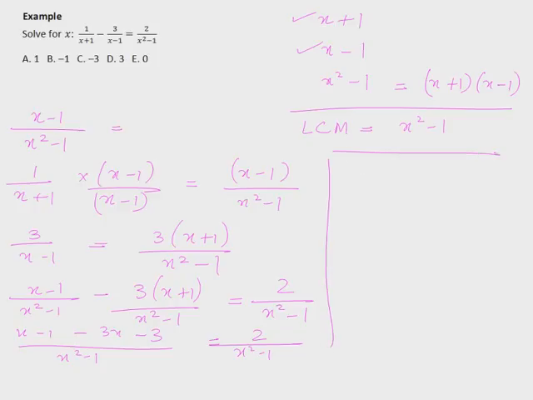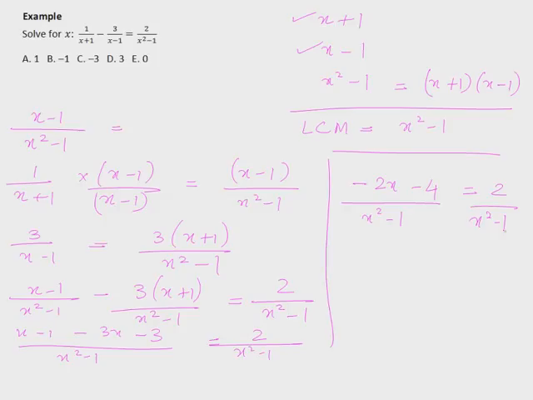So let me set up the equation again. I get x minus 1 minus 3x, that's minus 2x, minus 1 minus 3, that's minus 4, equal to 2, with common denominators. Now what do I assume?